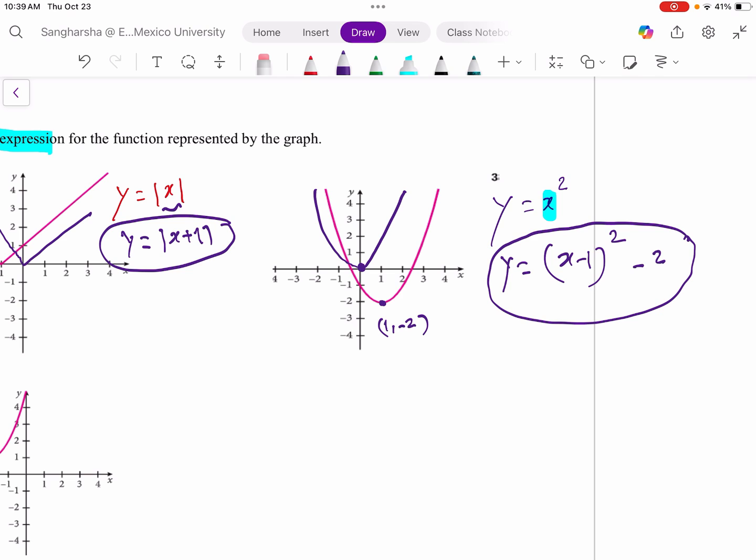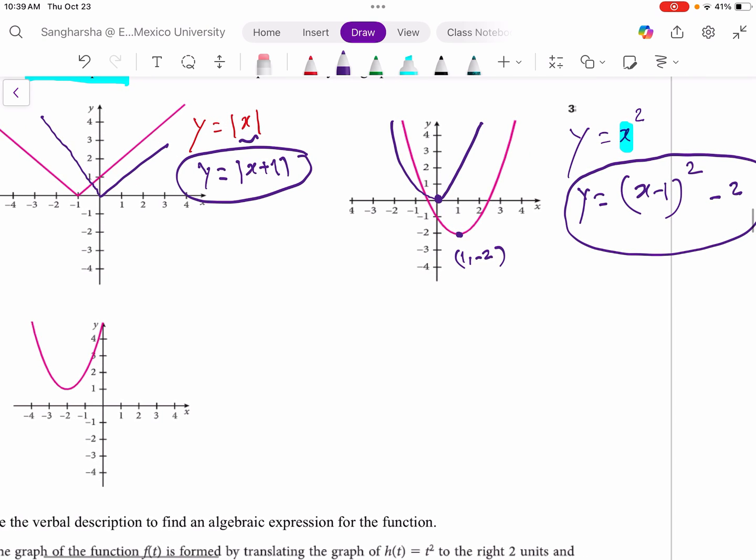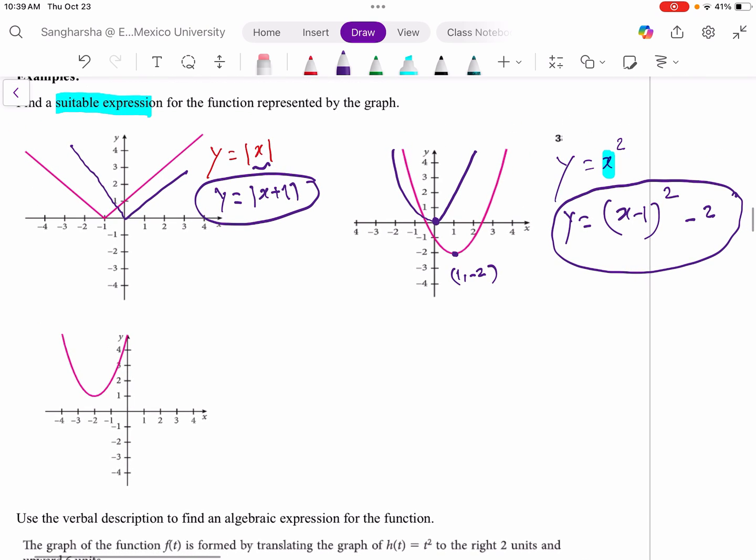So even from the graph we can find what equation that is. Okay, I think you can do number 3 here. It's very similar. We have the same basic function, right? So let's find the coordinate of this point, which is (-2, 1). This is the graph for a basic function.